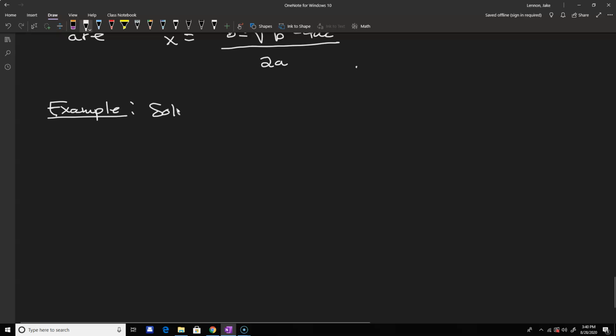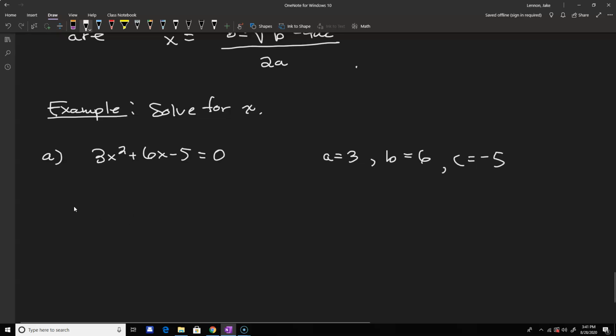So again, we want to solve for x. So the first one here we have 3x squared plus 6x minus 5 equals 0. So let's identify who's who. So in this case, a is 3, b is 6, and c is negative 5. So let's go ahead and jump to the quadratic formula. We end up with negative b, so negative 6, plus or minus the square root of 6 squared minus 4 times 3 times negative 5.